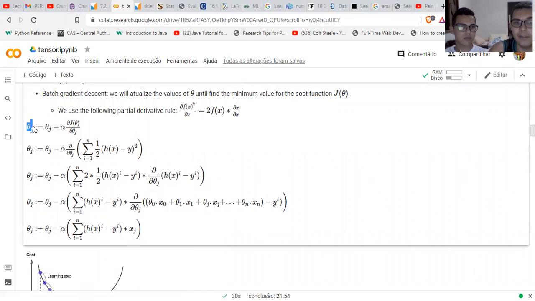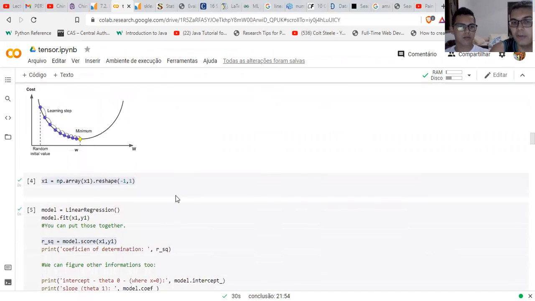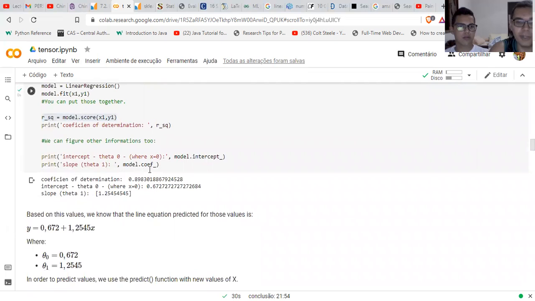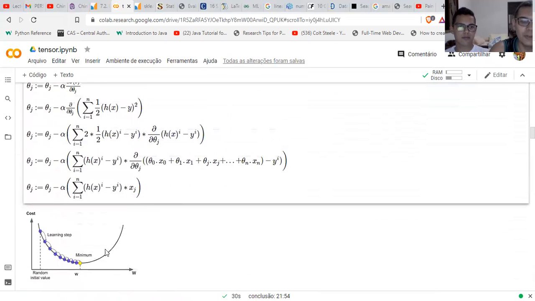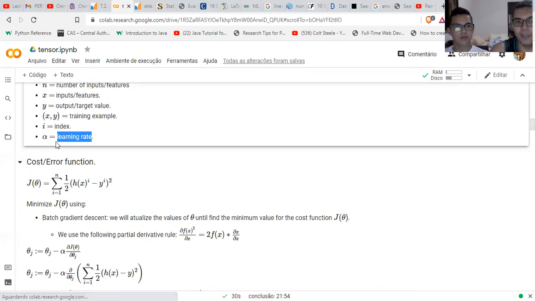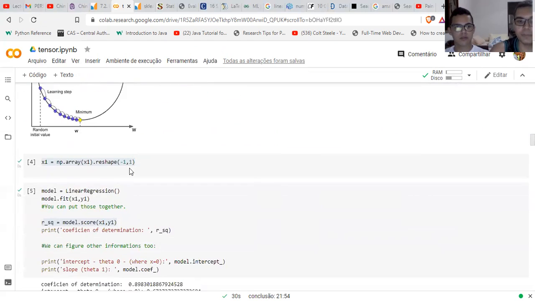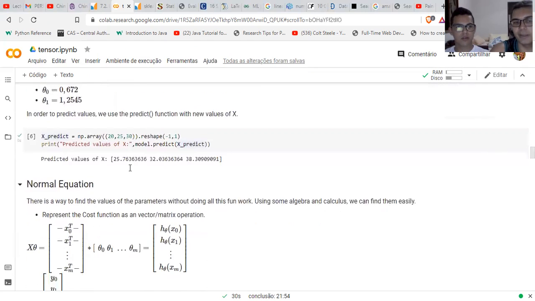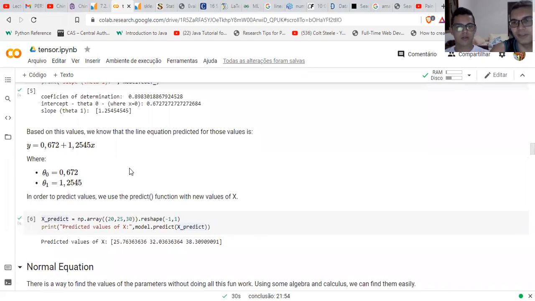So you have this theta j, and you have to update it a lot of times until you find this. The computer does it all, but there are a lot of steps here based on the learning rate that you defined before. And the normal equation is basically doing this in only one single step. Much easier. You guys are going to understand in the next video.